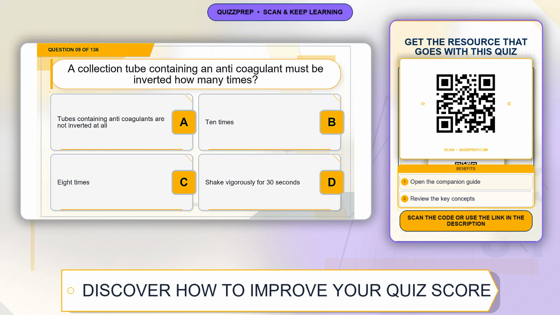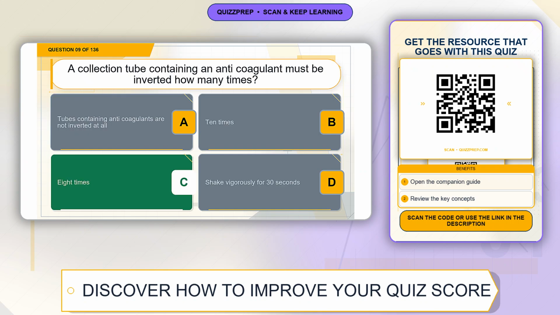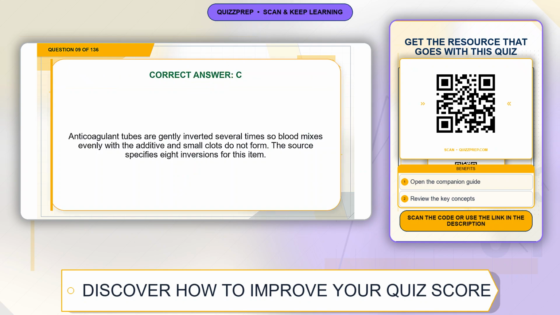Question 9. A collection tube containing an anticoagulant must be inverted how many times? Option A, tubes containing anticoagulants are not inverted at all. Option B, 10 times. Option C, 8 times. Option D, shake vigorously for 30 seconds. The correct answer is option C, 8 times. Explanation. Anticoagulant tubes are gently inverted several times so blood mixes evenly with the additive and small clots do not form. The source specifies 8 inversions for this item.